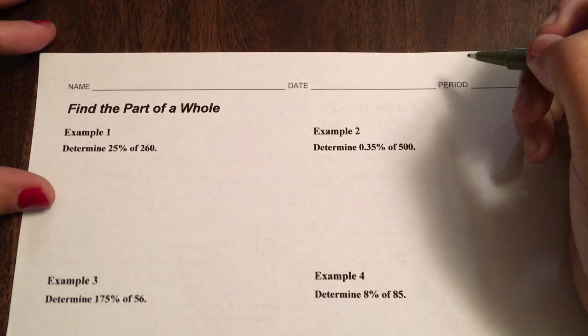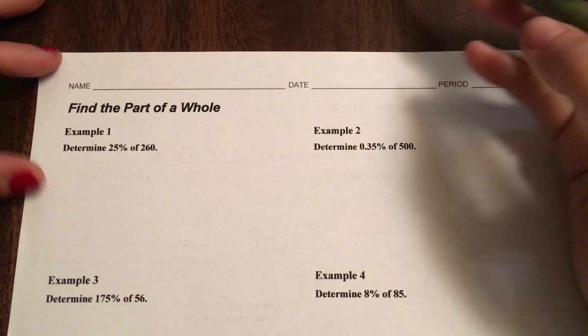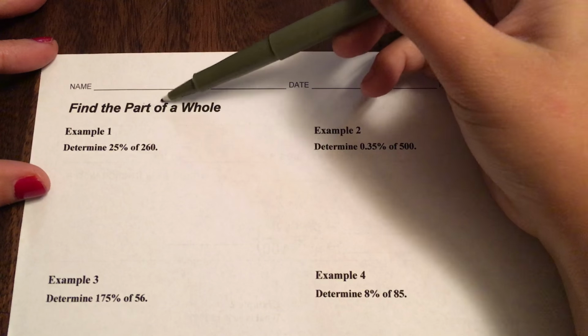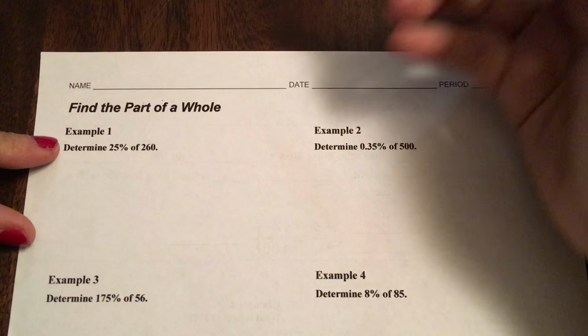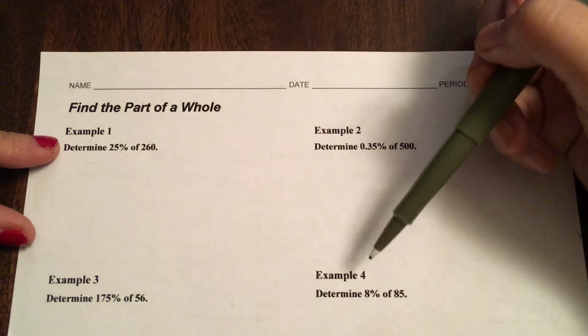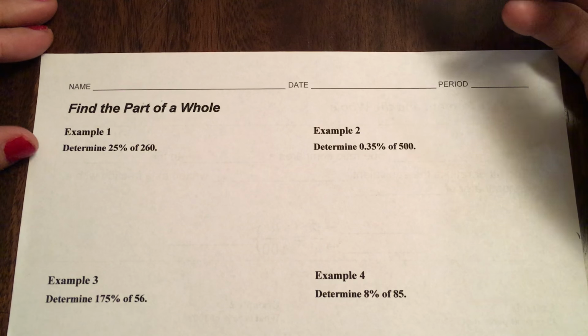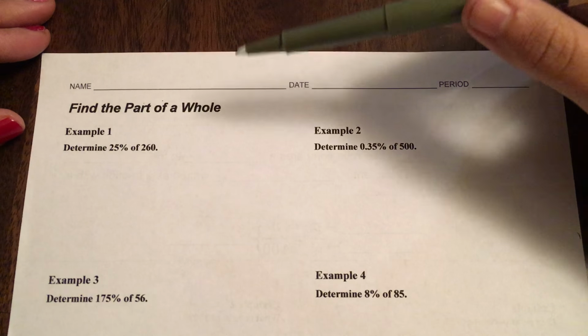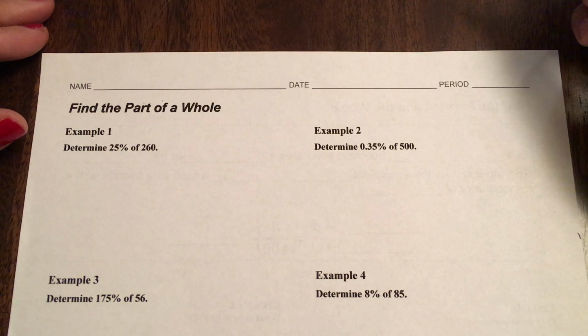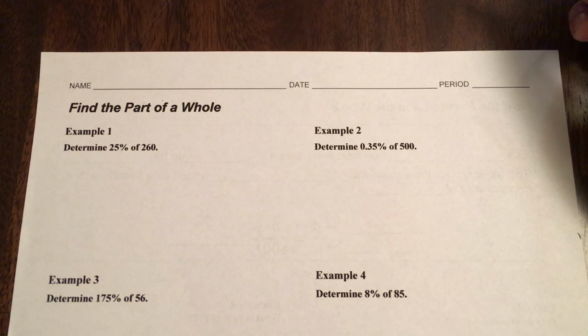Hi guys, so today we're going to be talking about finding part of a whole, and we're going to go ahead and start with these 4 examples. Now, like I said before, you need to please write down everything that I write down exactly as I have it in order for you to receive full credit, okay? So let's go ahead and start with number 1.